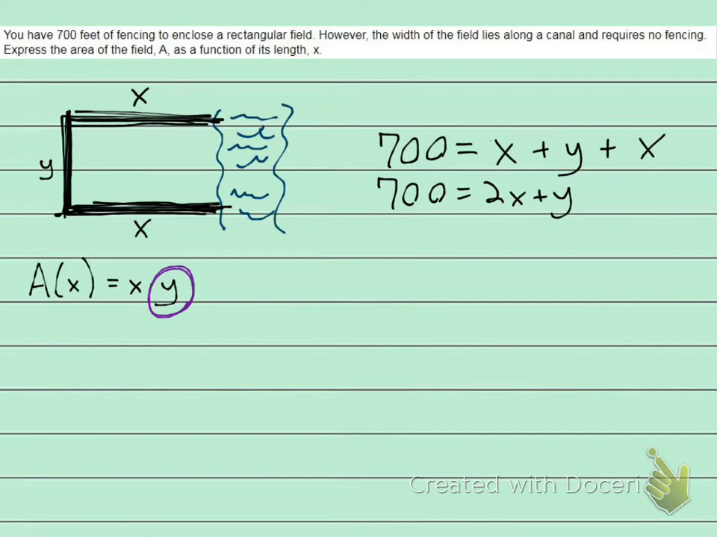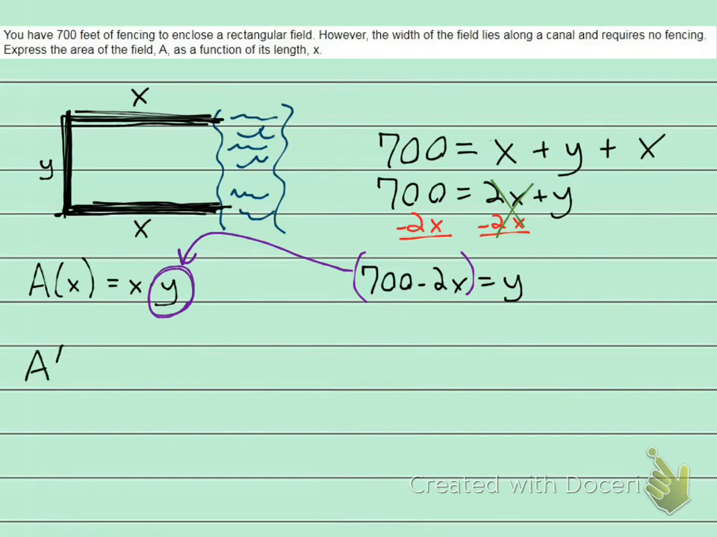To get your y by itself, we need to subtract 2x on both sides of the equal sign. I will have no more x's on the right. So 700 minus 2x equals y. Now look at this. I know what y equals. Y is 700 minus 2x. I know what y equals in terms of x. So I'm going to take this and plug it in right there.